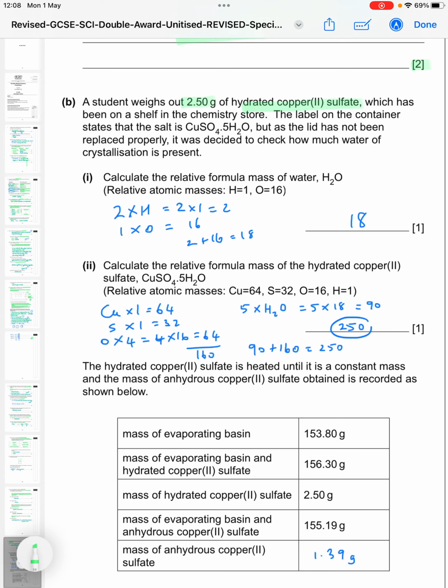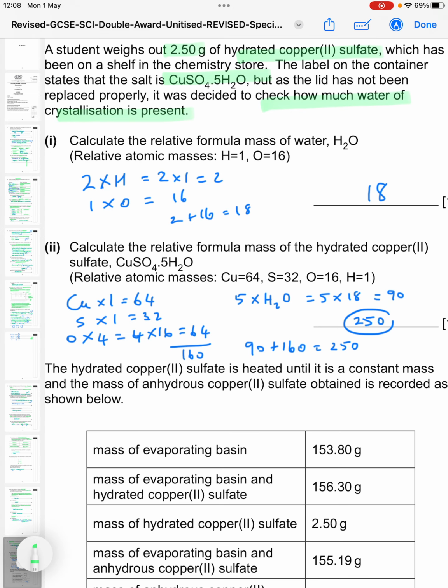Now a student weighs out 2.5 grams of hydrated copper(II) sulfate, which has been on a shelf in the chemistry store. The label on the container states that the salt is CuSO4.5H2O, but as the lid has not been replaced properly, it was decided to check how much water of crystallization is present. So calculate the relative formula mass, first of all, of water, H2O, and it gives you the relative atomic masses of hydrogen is 1 and oxygen is 16.